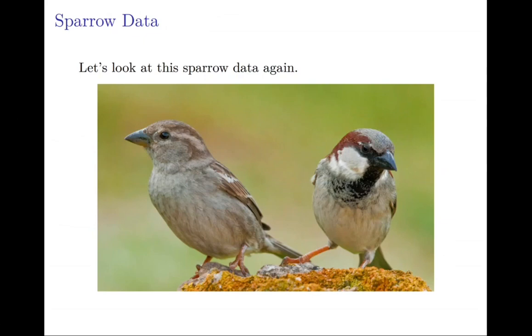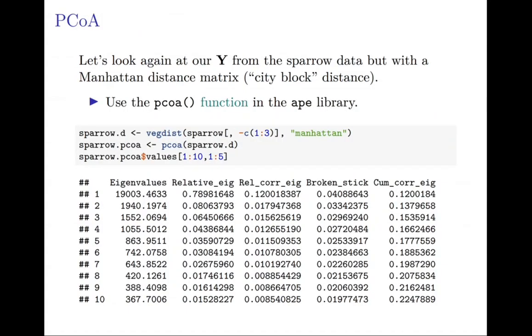So let's look at that Sparrow data again, but with PCoA. So let's try looking at our Y matrix of the Sparrow data, but instead of Euclidean distance, let's try Manhattan distance. So if you recall, that's the city block distance. So instead of looking at the hypotenuse between 2 points, the distance measures up and over like a city block. We use the PCoA function in the ape library to do this, but I will note there are other options for running PCoA.